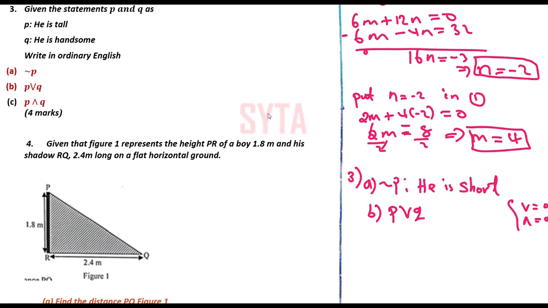So here we have P and Q. What does the statement P say? P says he is tall, Q says he is handsome. So we're just going to say that he is tall and handsome. If you say he is tall and he is handsome, there is no problem.